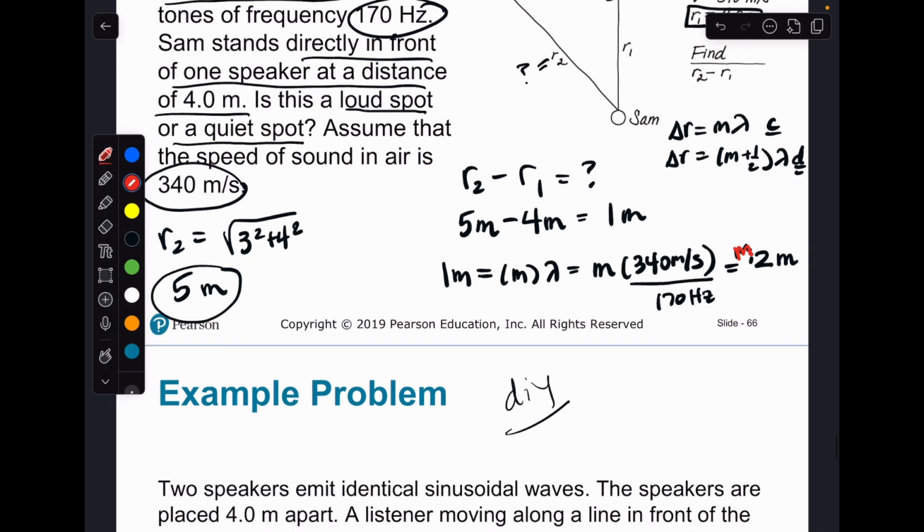So now if we set up for destructive interference, 1 meter equals (m plus 1/2) times 2, right? I'm just going to go ahead and divide 340 by 170. Well, I can get an agreement with the left hand and the right hand side when m equals 0. And so that means that the destructive interference condition is what is happening at Sam's location. So we definitely have destructive interference and thus a quiet spot.